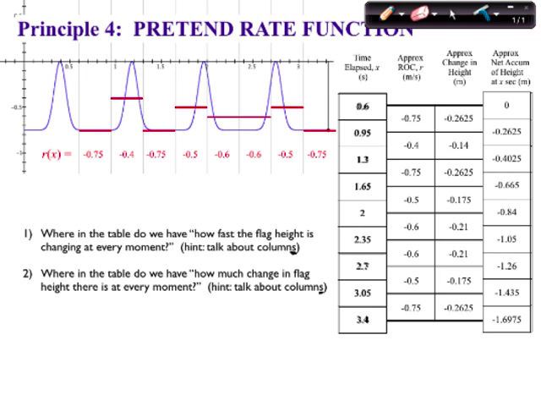So where in the table do we have how fast the flag height is changing at every moment? He said the first two columns. Agree with that? Some say no. So how fast the flag height is changing, which column is that? Second, right? That's our approximate rate of change, and at every moment.